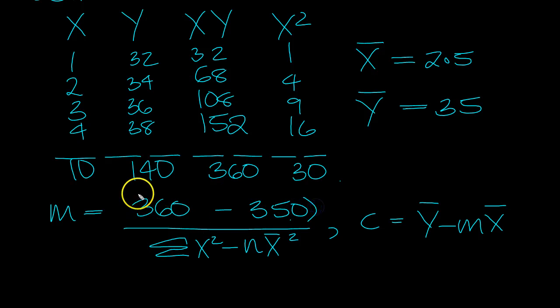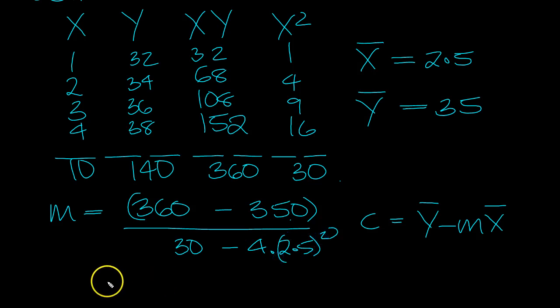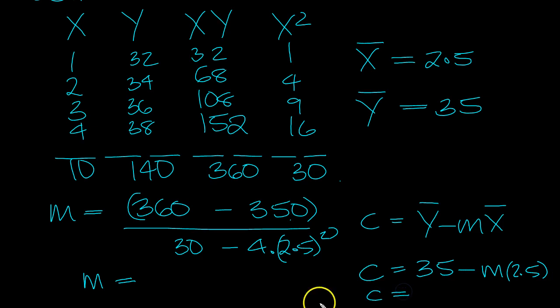350 to the top. N times x bar is 4 2.5s are 10, 10 35s are 350. Summation of x squareds is 30 underneath. Minus 4 times x bar squared, 2.5 squared. That's what we've got. So m is equal to then. And c, 35 minus m times 2.5. So c is equal to.